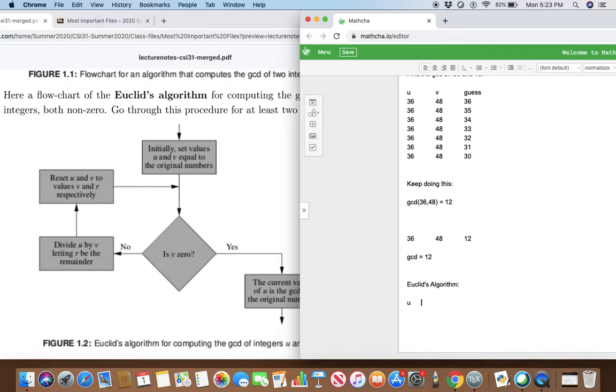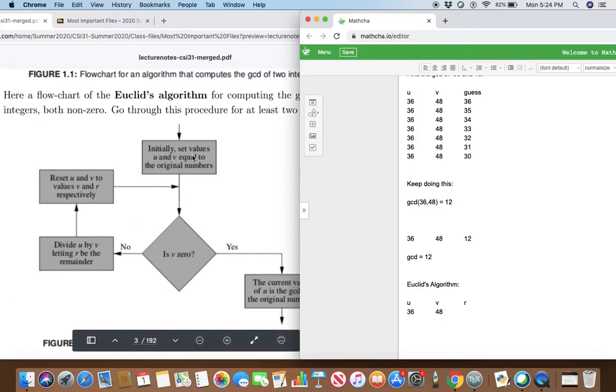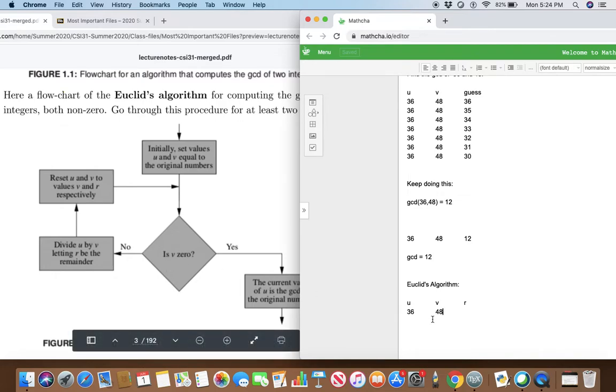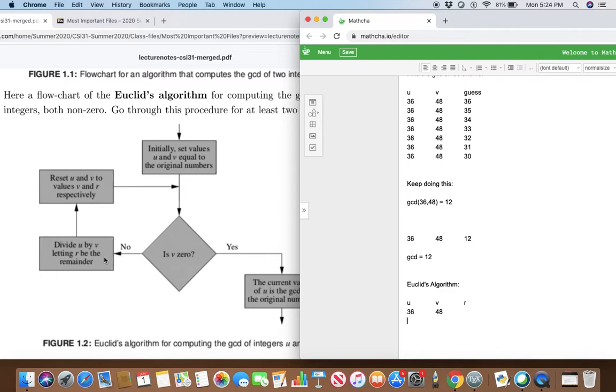Okay, you have u, you have v, and who else? Looks like I have u, v, r. There is some other guy called r. So let's figure out what they are. U was 36, v is 48, r I don't know. So initially I have set u and v equal to the original numbers. Go down. Is v 0? No, it isn't. So what do I do? It's no. So divide u by v, letting r be the remainder.